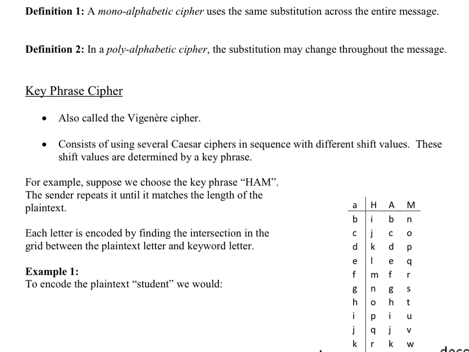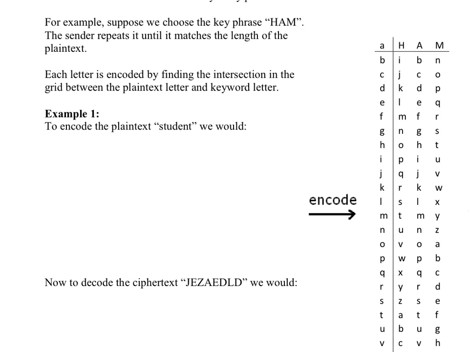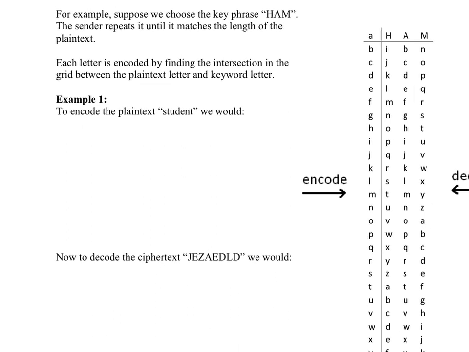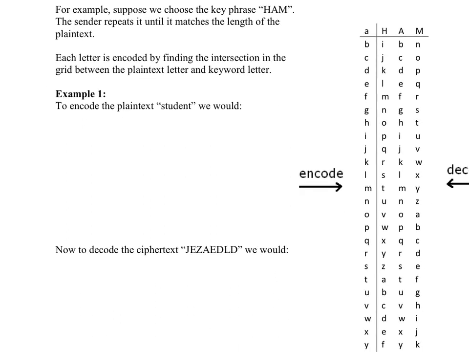Okay, so let's do an example. Let's say we wanted to encode the word student. How would we go about doing this? Let's start by just writing our plain text down on our page. Now that we have that, we use the key phrase, or in this case a key word, over and over until we run out of letters. So we have ham, and then we repeat ham again, and then we run out of letters at an H, and that's just fine. You don't need to complete the word again.